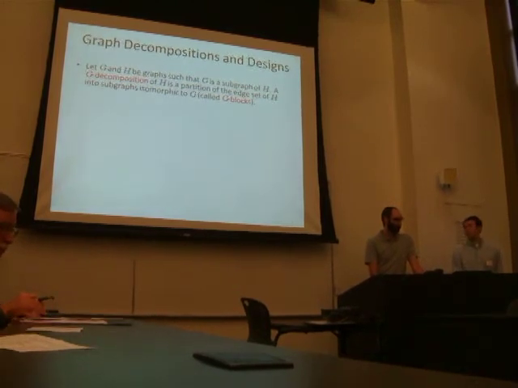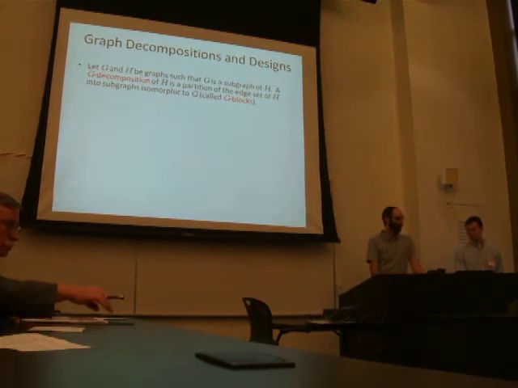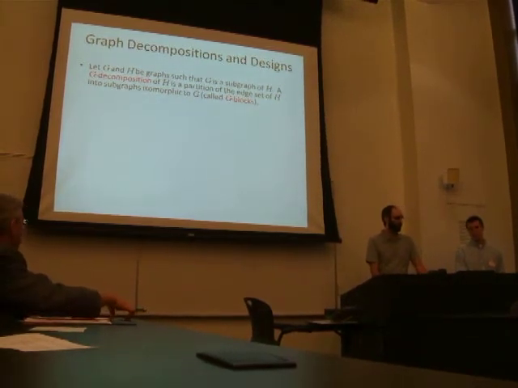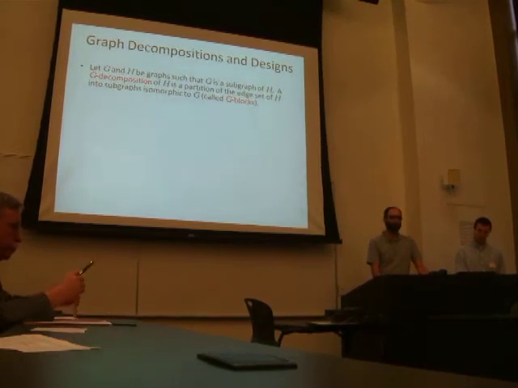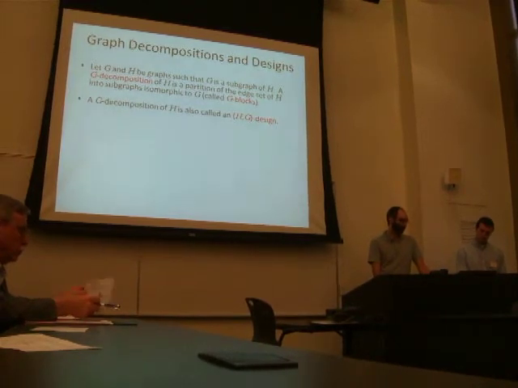Now, before we start, we need to get some definitions. For graph decompositions and designs, let G and H be graphs such that G is a subgraph of H. A G decomposition of H is a partition of the edge set of H into subgraphs isomorphic to G, called G blocks. We also call these H-G designs.